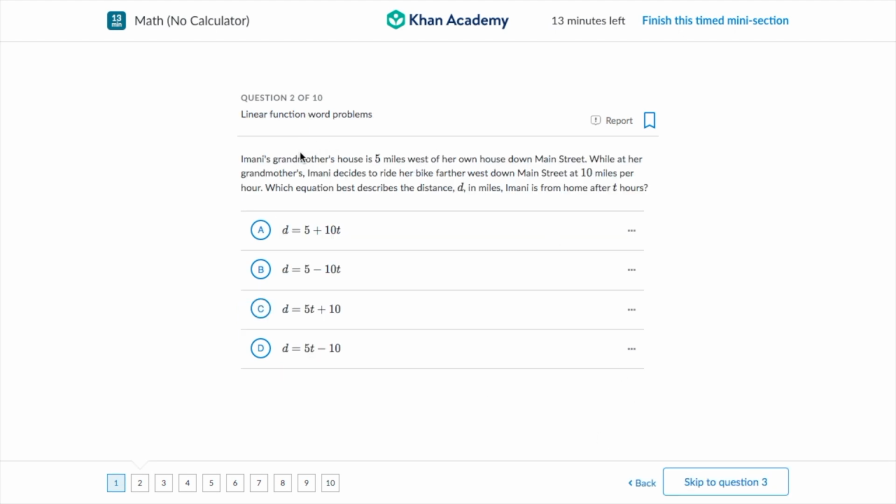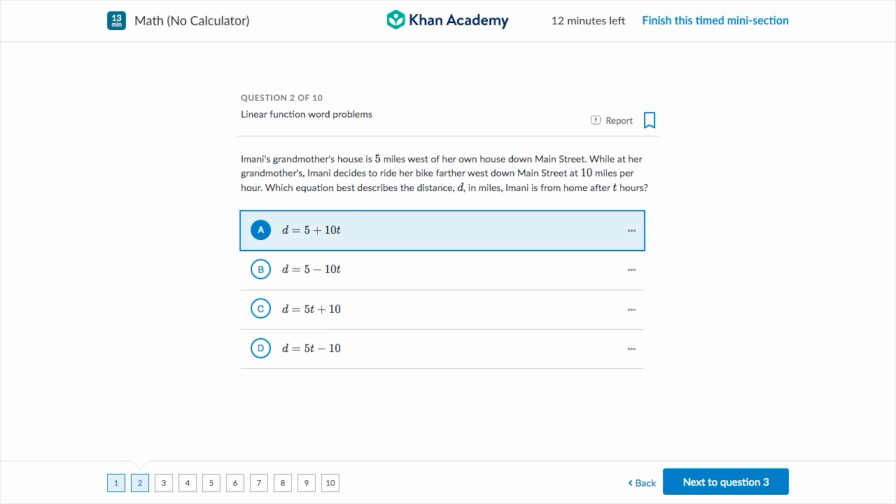Next one. Imani's grandmother's house is 5 miles west of her own house down Main Street. While at her grandmother's, she decides to ride her bike farther west down Main Street at 10 miles per hour, and which describes the distance from her house after t hours. So we're seeing that she already starts 5 miles away, and she goes at 10 miles per hour. So after like 1 hour, she's going to be 10 miles extra away. So let's look at our answer choices. We don't want to be subtracting at all. We only want to be adding. And here, this is saying that we're increasing by 5 miles per hour, but we're increasing by 10. So this is the correct answer.